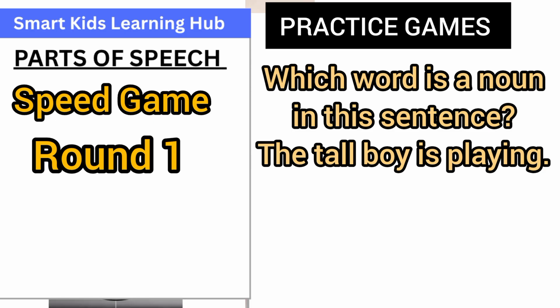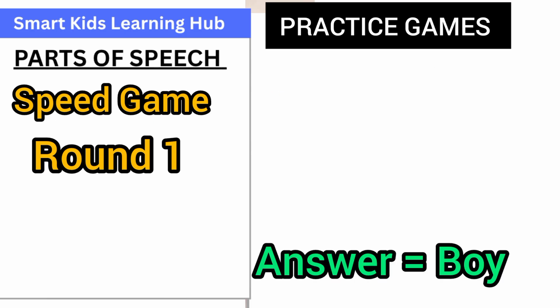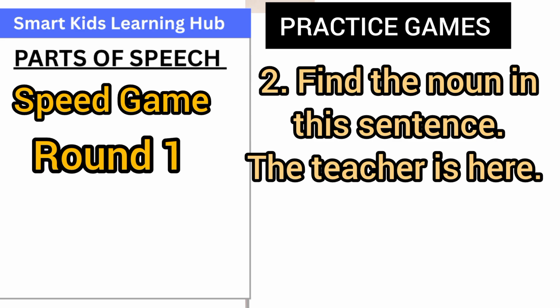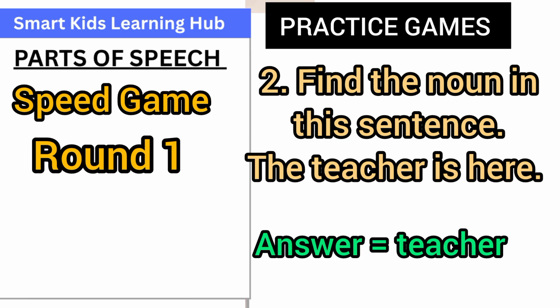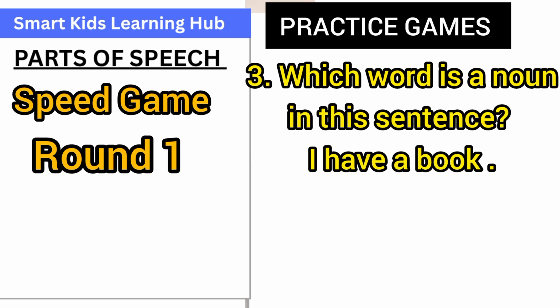Question 2. Find the noun. The teacher is here. You got that right. The answer is teacher. Question 3. Which word is a noun in this sentence? I have a book. You're amazing. Book is correct.